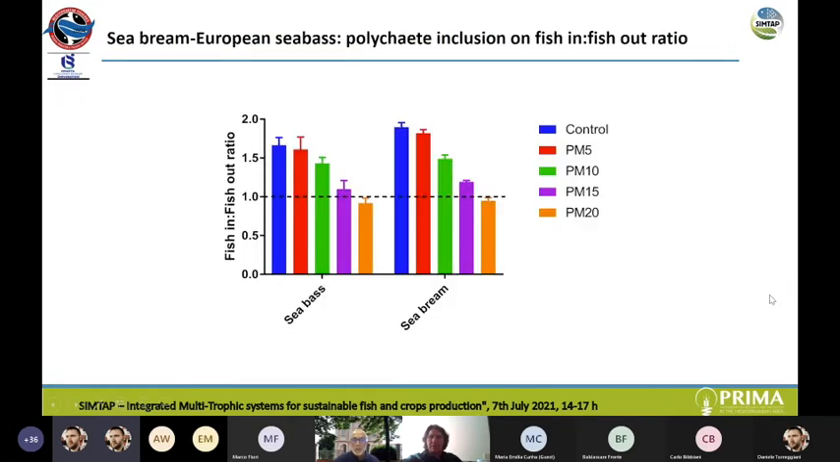In this slide, you see the fish in, fish out ratio of sea bass and sea bream fed varying levels of polychaete meals in the diets. And you see there is a linear increase in both species in terms of fish in, fish out ratio with the increase of polychaete meals in diets. And also the ratio dropped below 1, which is very nice actually, when the polychaete meal was included at 20% into the diets in both species.